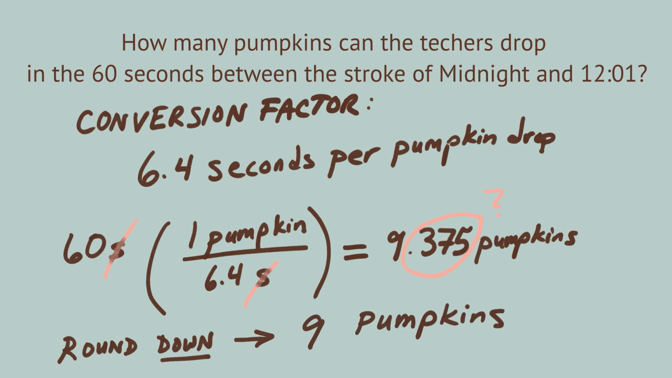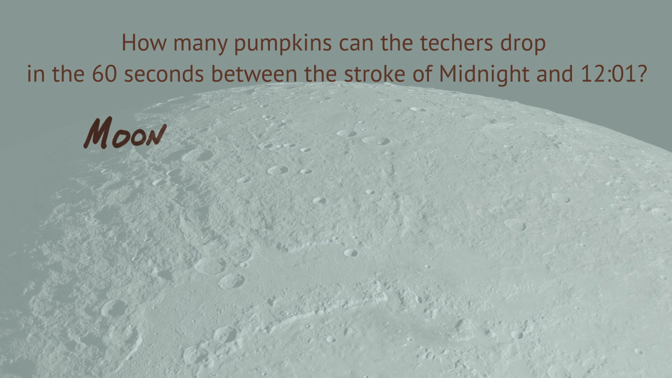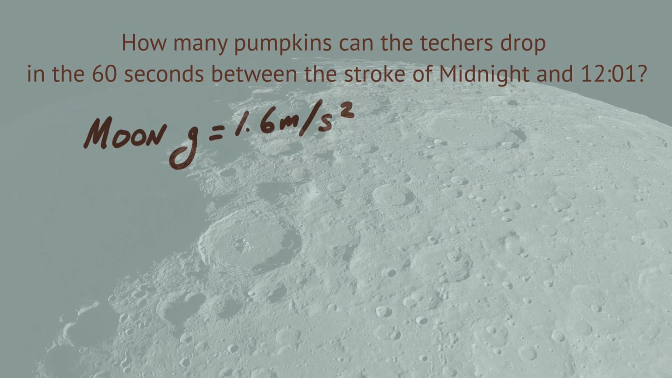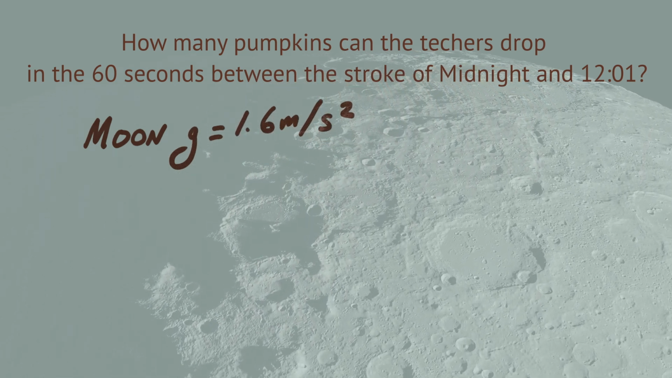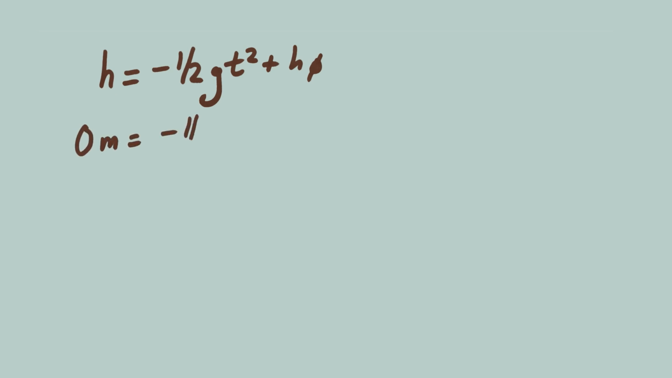I wonder if there's any way to improve on this Halloween pumpkin drop tradition. I know. If we moved it to the moon, let's get Caltech to build a second campus there, where the acceleration due to gravity is about 1.6 meters per second squared. How would that change our answer? If we keep everything else the same and just change g in our equation, h equals -1/2 g t squared plus h0, now we get 0 meters equals -1/2 times 1.6 meters per second squared times t squared plus 44 meters.